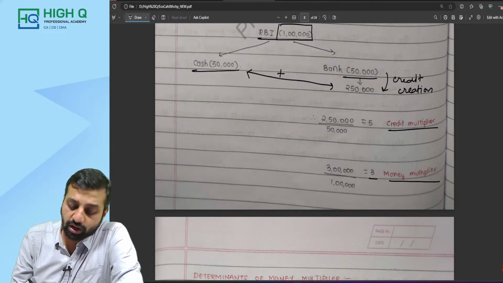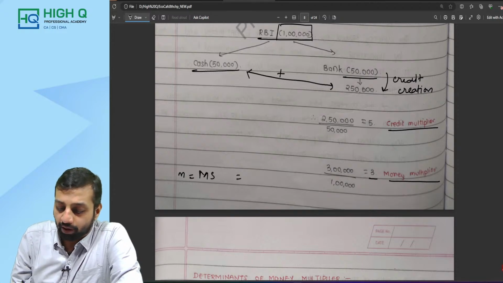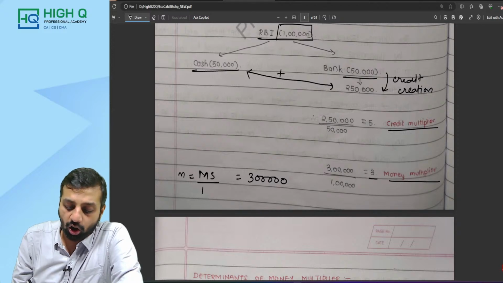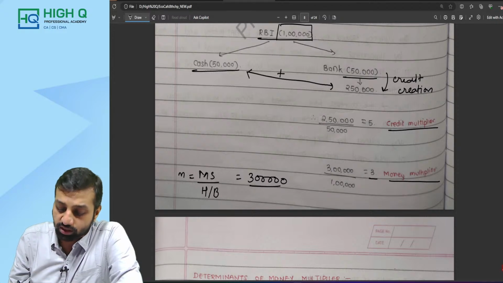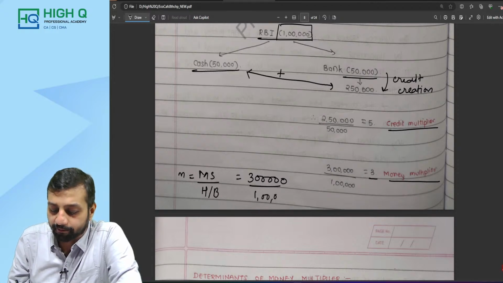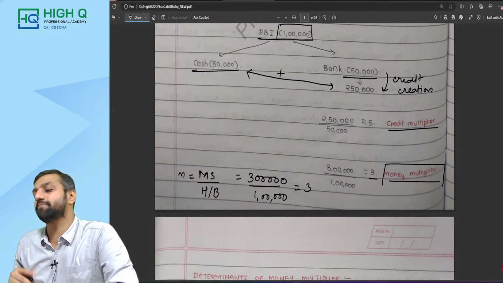So what was the formula for money multiplier? It is equal to the money supply. Money supply is 3 lakhs upon high powered money or base money, which was equal to 1 lakh. So the value of multiplier is 3 times.